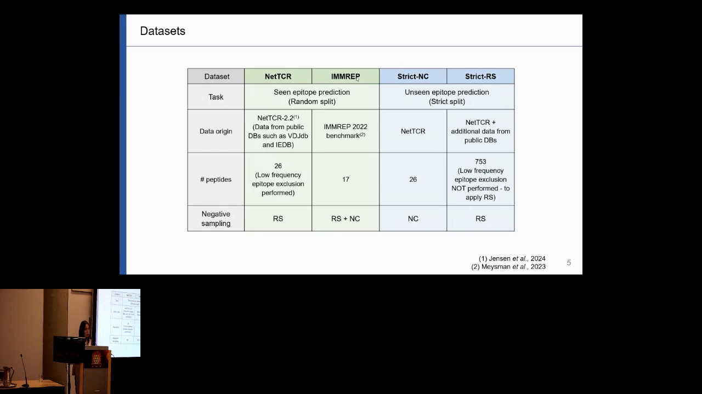These are the data sets that we use. The first two data sets, NetTCR and IMREP, are obtained from previous publications and belong to the seen epitope prediction task. On the other hand, strict NC and strict RS are newly created based on the NetTCR dataset and belong to the unseen epitope prediction task. As the name implies, strict NC is constructed with the negative control sampling strategy, whereas strict RS is constructed with the random shuffling strategy.